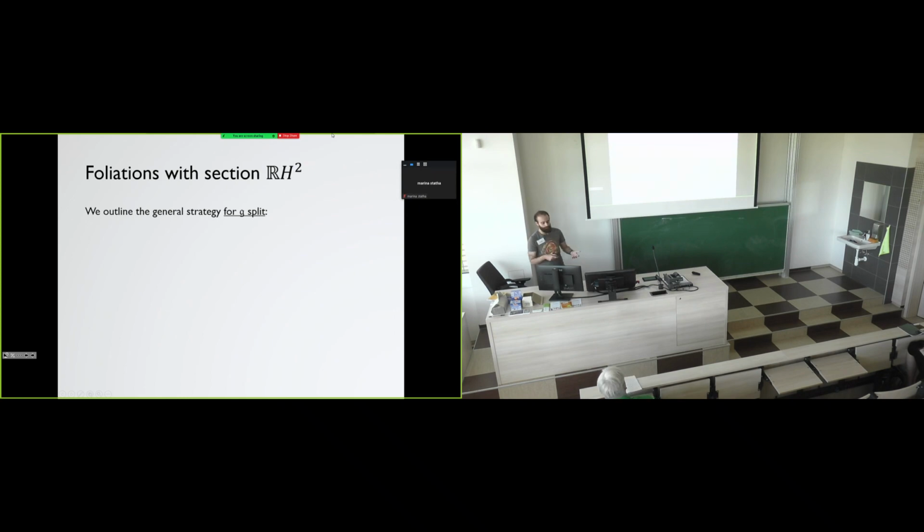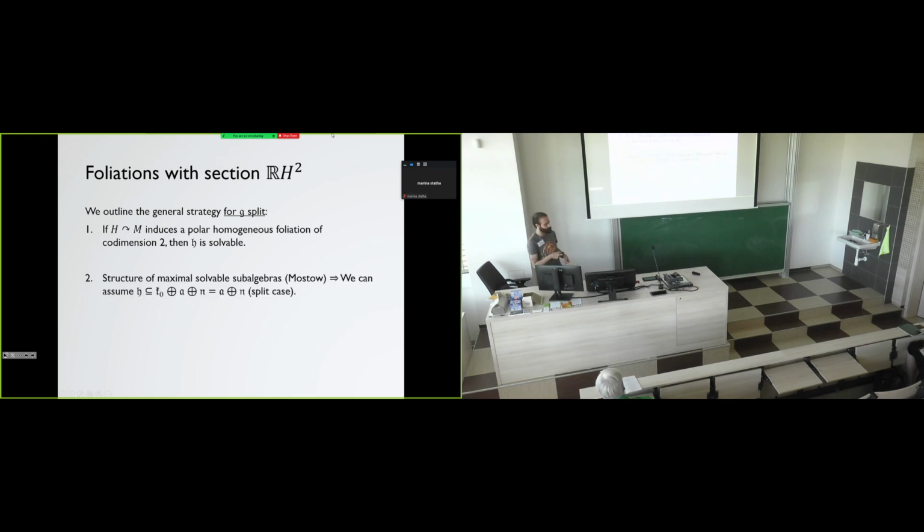So the general strategy that we followed will be given here for the case that the isometry algebra is split, and it goes as follows. The first step was to note that if we have a closed subgroup inducing a homogeneous foliation of codimension 2, then the corresponding Lie subalgebra H can be assumed to be solvable. In particular, it must be contained in a maximal solvable subalgebra. These are known as Borel subalgebras, and they have been studied by Mostow.